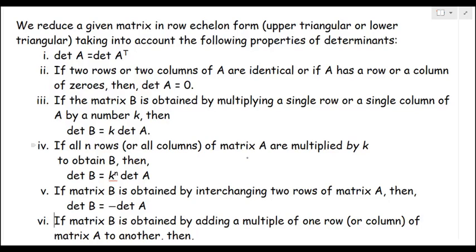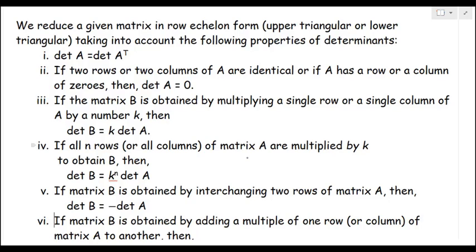Number 3, if matrix B is obtained by multiplying a single row or single column of A by a number k, then we say that the determinant of B is equal to k times the determinant of A. Number 4, if all rows or all columns of A are multiplied by k to obtain matrix B, then the determinant of B is equal to k raised to n times the determinant of A.